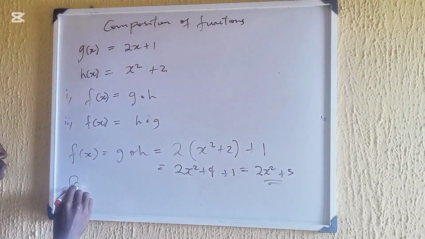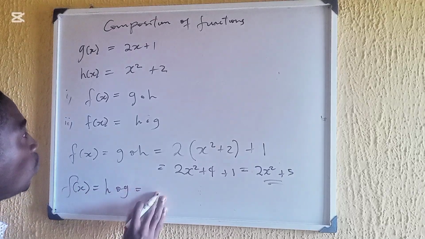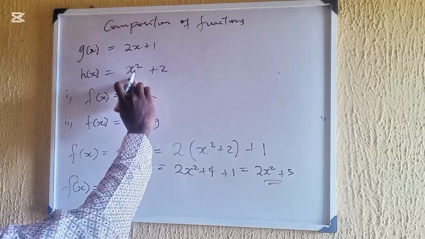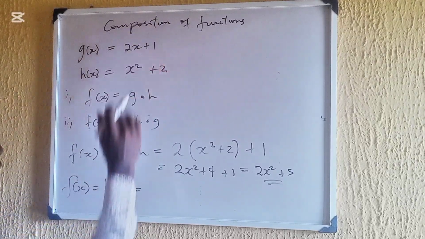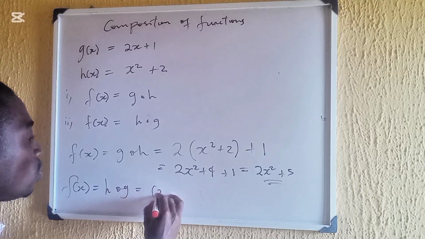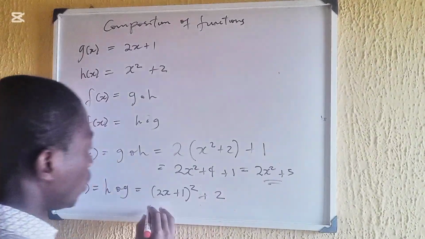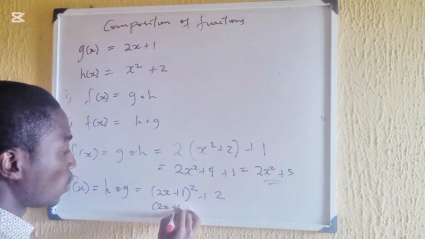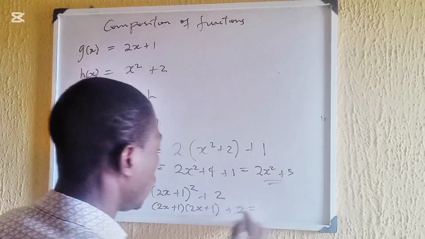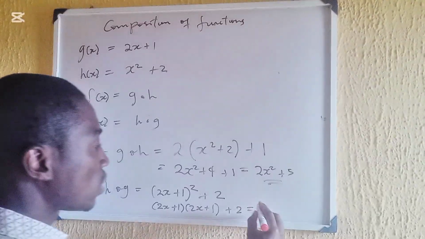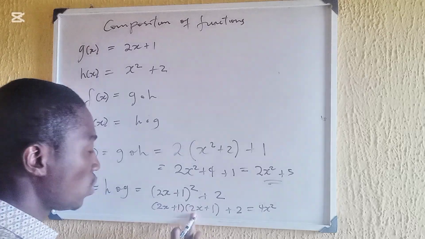Now let's find the next one. f of x equal to h of g. We'll come to h, then carry g of x and put it wherever we find x here. That will give us (2x plus 1) squared plus 2. That will give us (2x plus 1)(2x plus 1) plus 2. And that will give us 2x times 2x, that's 4x squared. This will give us 2x, and this will give us 2x.